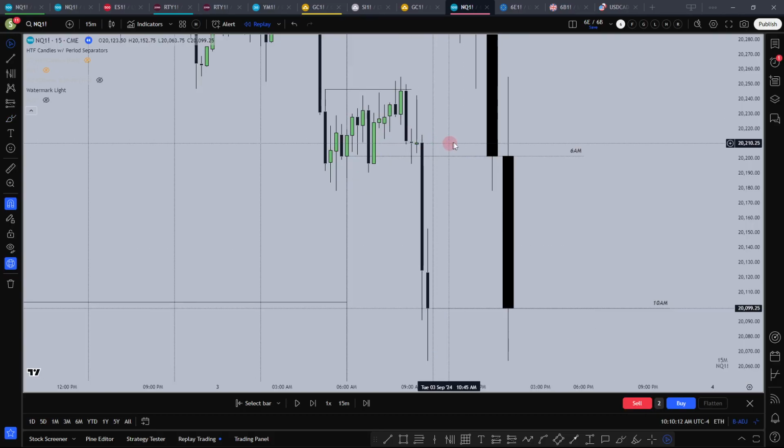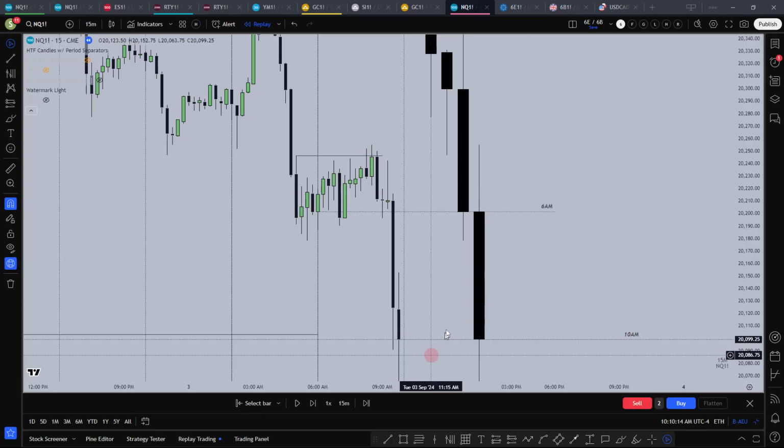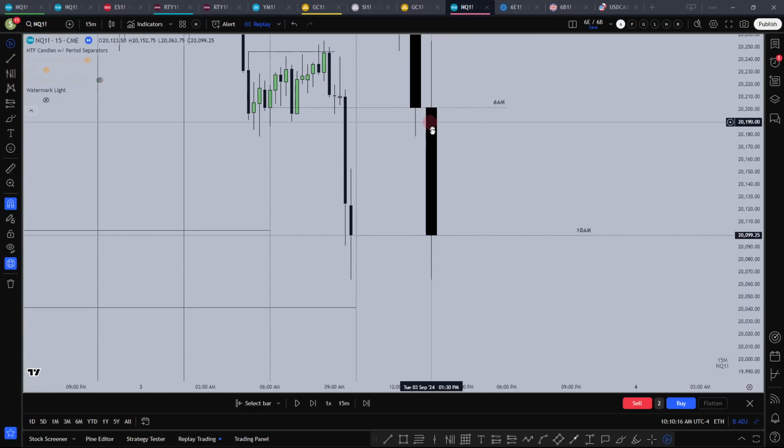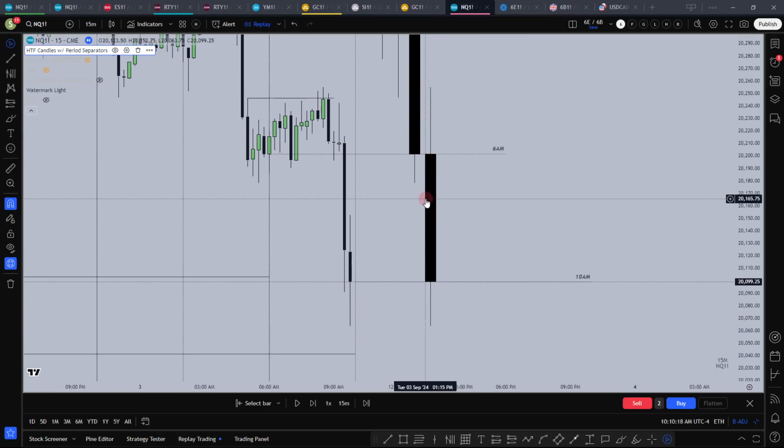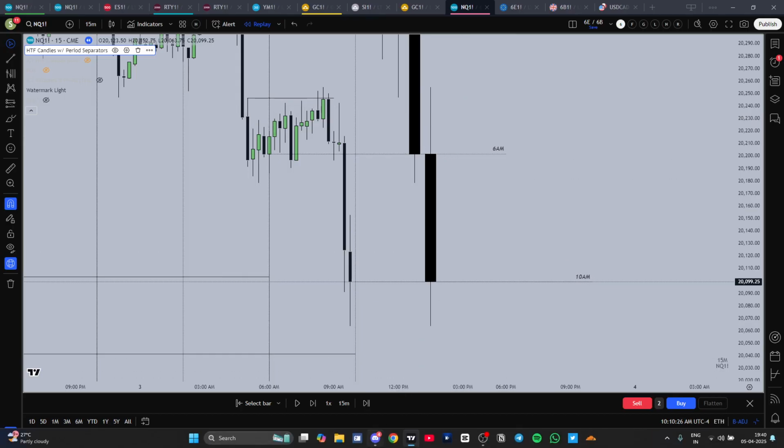This example was a bit more clear. Two examples for framing singular H4 candle, and the first two examples were framing singular daily candle.